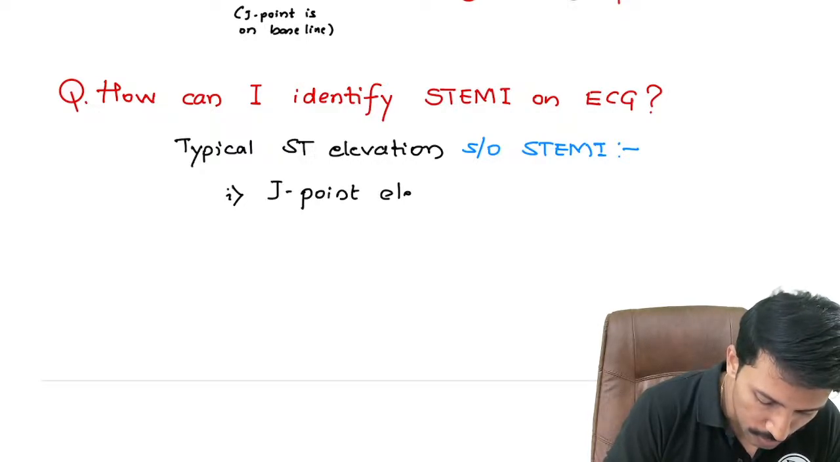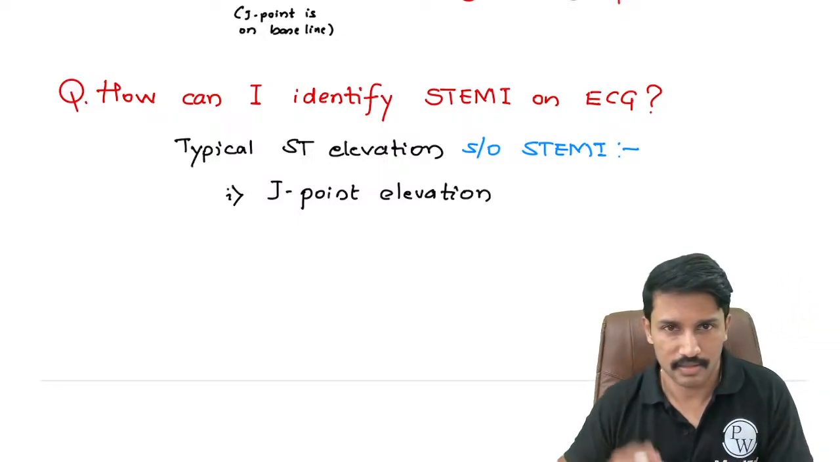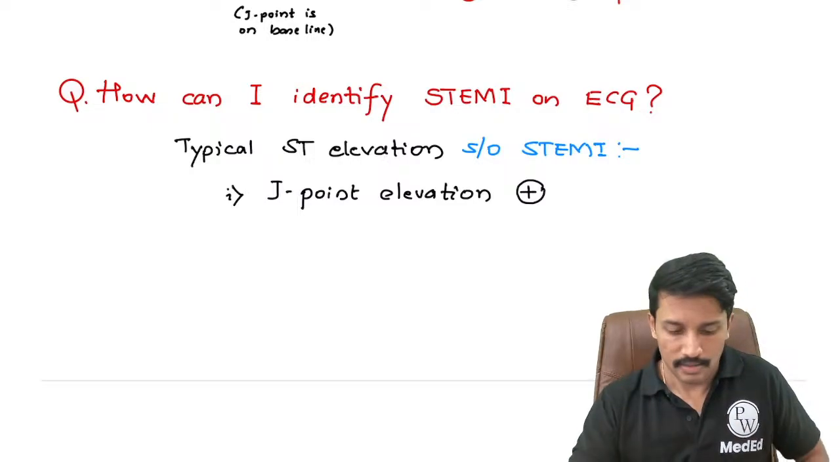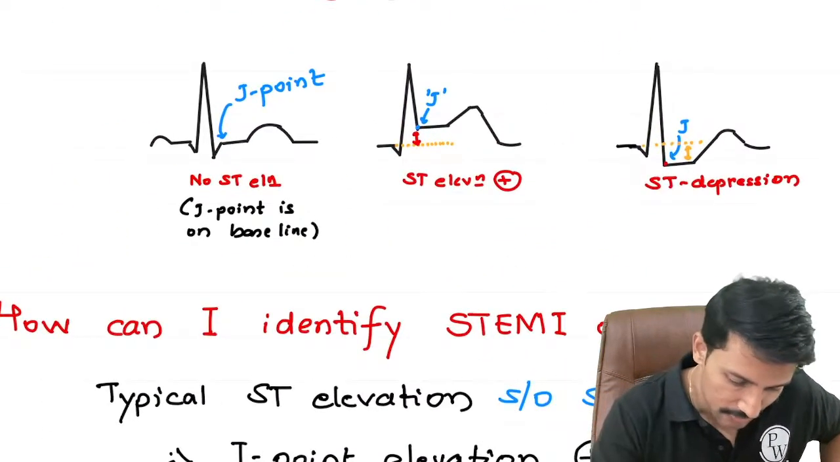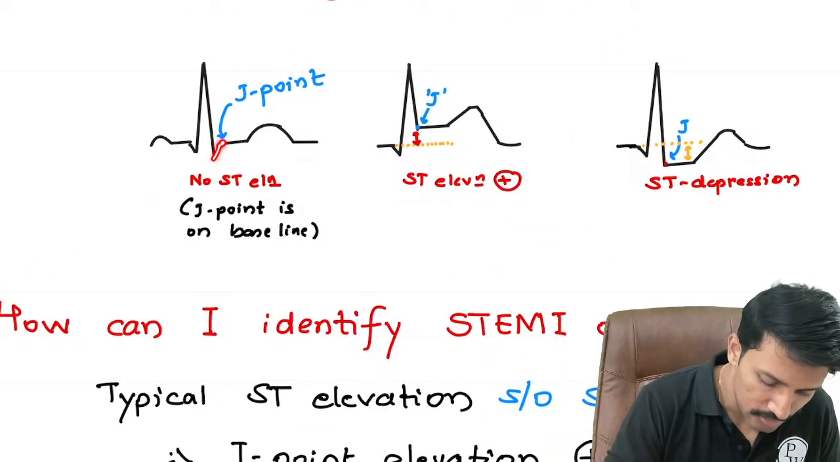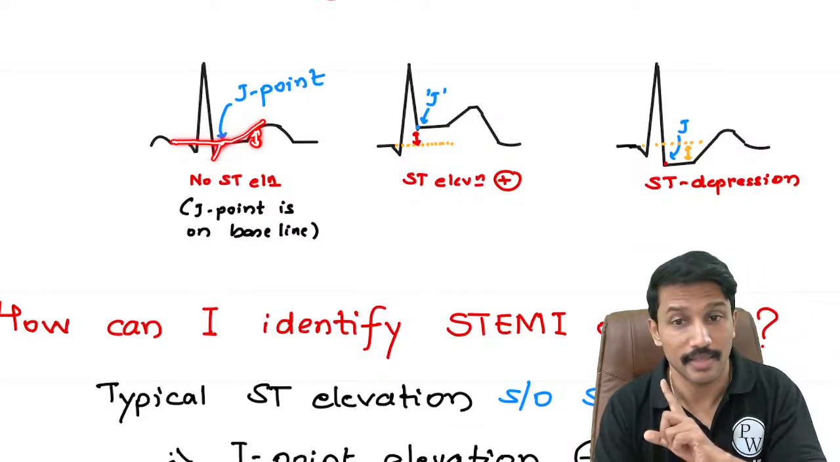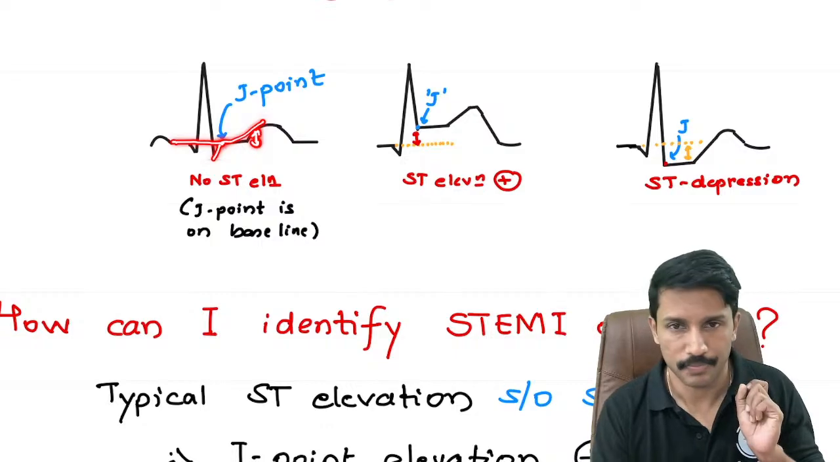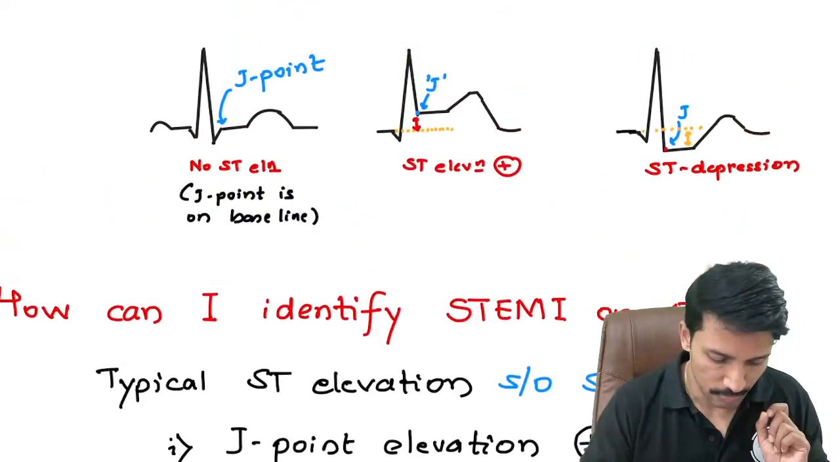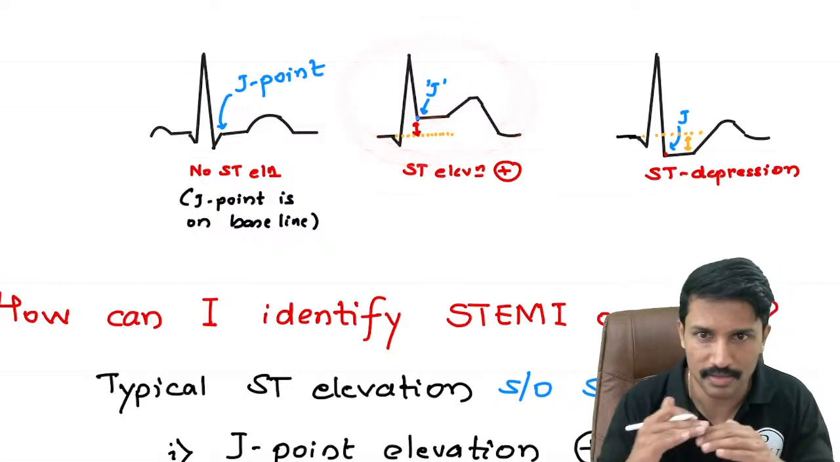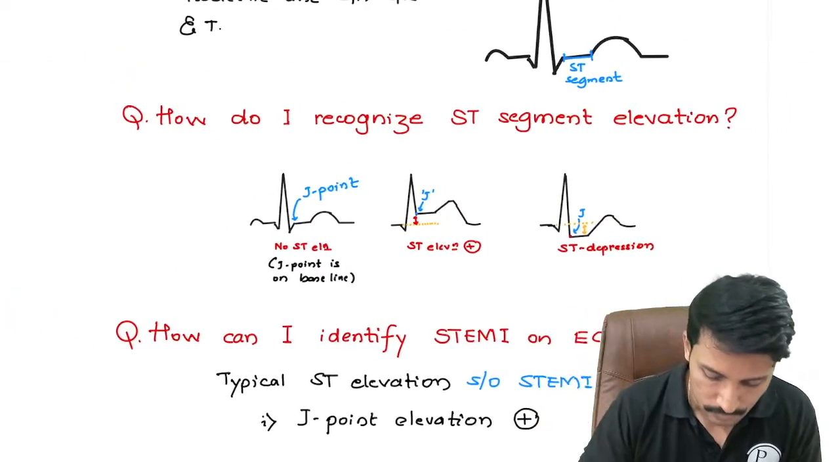The J point should not be on the baseline. What is our reference line? It is the PR segment. There should be J point elevation. Many times, the J point is on the baseline, like S comes, J point is on the same level as the PR segment, but the later part of the ST segment takes off and becomes elevated. That is not typical of STEMI. Clear? So the J point should always be lifted up, like you see in this ECG. It is above the baseline.